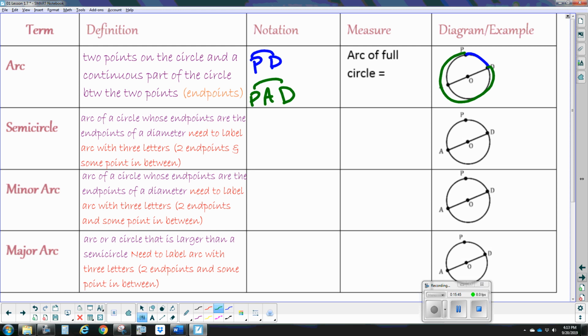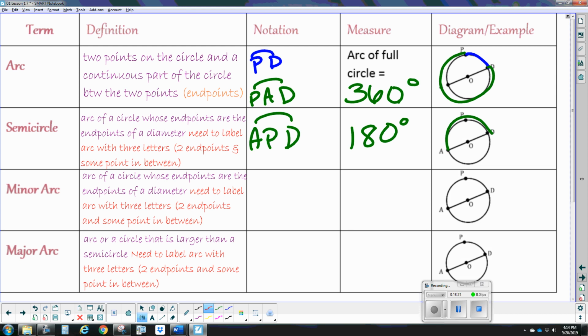We can measure arcs. And just in the definition here, I'm asking for the arc of a full circle, and we measure arcs in degrees. Okay, so a full circle or a full rotation around a specific point measures 360 degrees. A semicircle, I'll name a semicircle here. This is arc APD, and a semicircle measures half of a circle. That's 180 degrees. A minor arc, again, we can name a minor arc with just two points. So it might be arc AP.